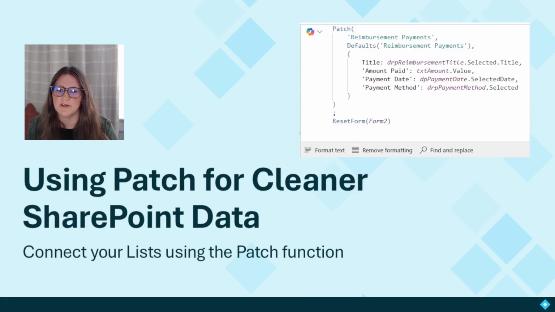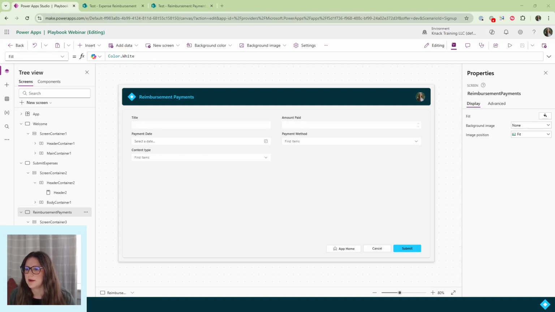Here's a preview of my Patch code. When the user clicks the submit button, I use Patch to save both the selected drop-down value and all of the additional form data to a second SharePoint list. This tells Power Apps to take the selected title from the drop-down and the extra info from the form and add them as a new entry. Now, when I submit, my second list has a clean, structured entry with the correct title without relying on manual entry.